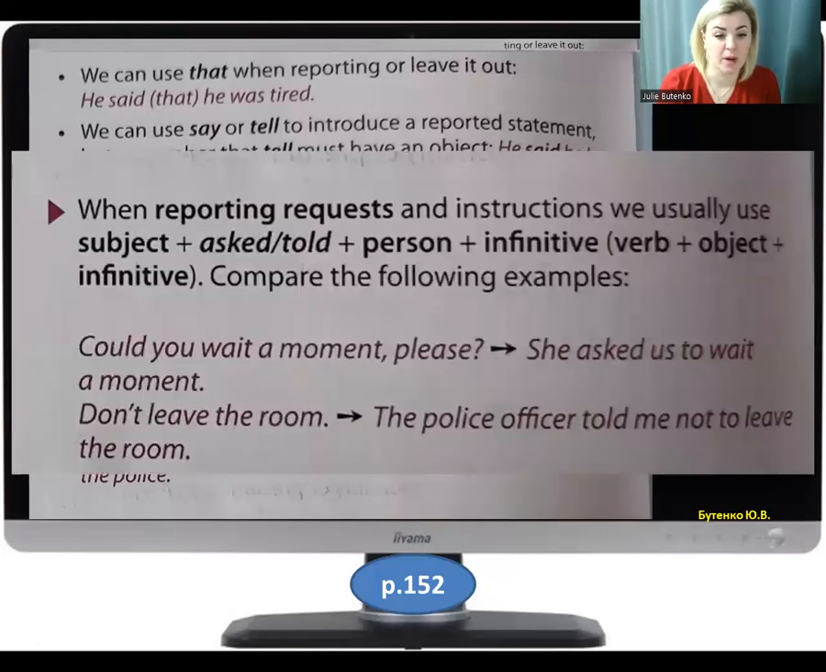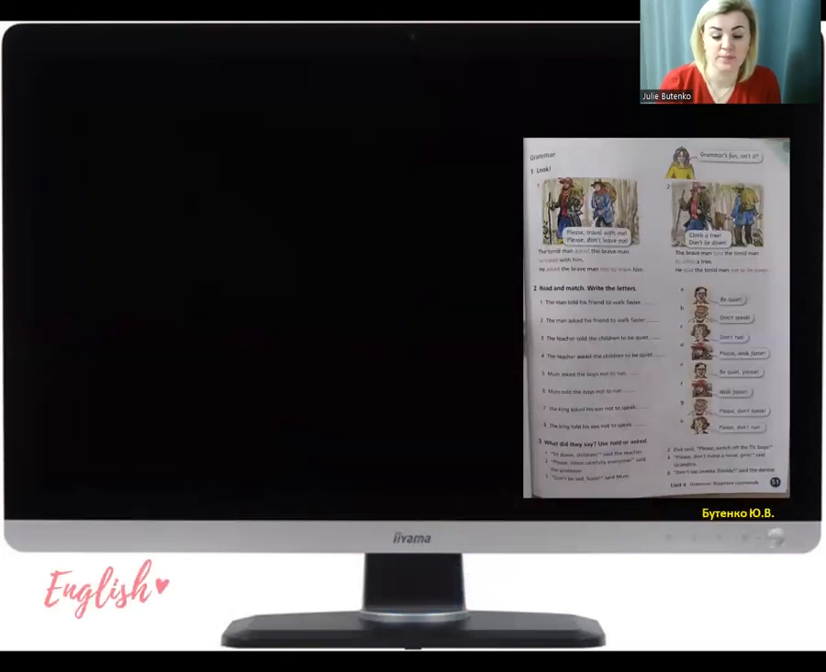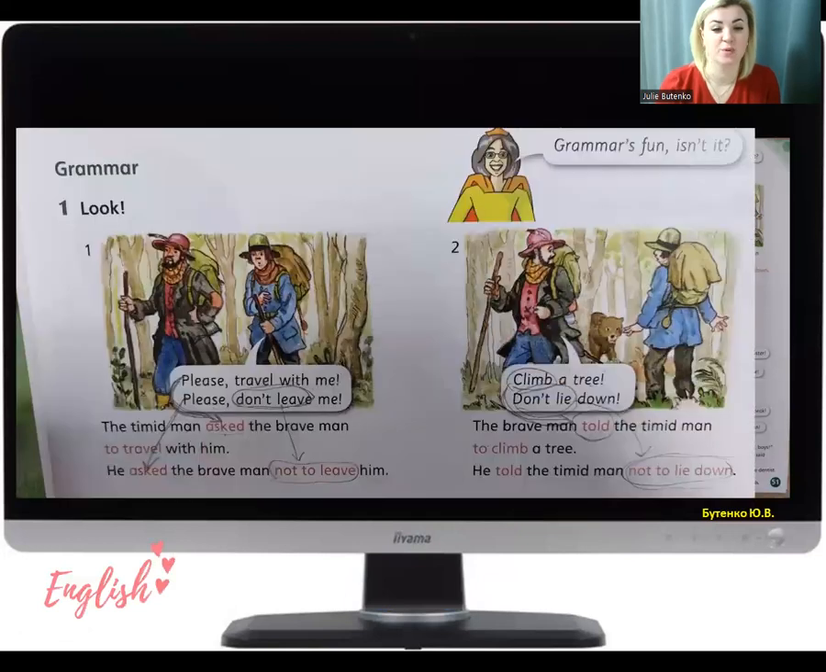One more rule about requests and orders, I'd like to revise with this material. If in the sentence we have please, we put asked to plus infinitive in an affirmative sentence, and in the negative sentence, we must put not to plus infinitive. One more time, please, we change into asked.